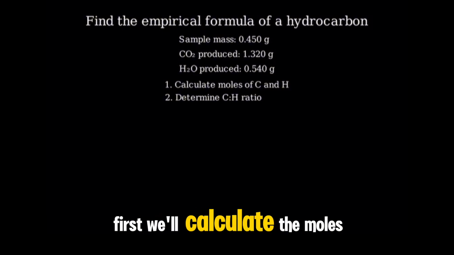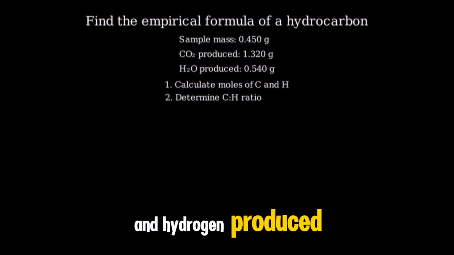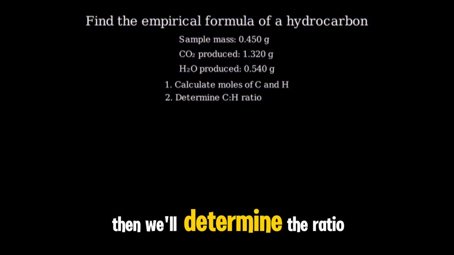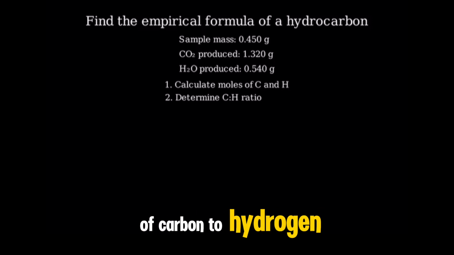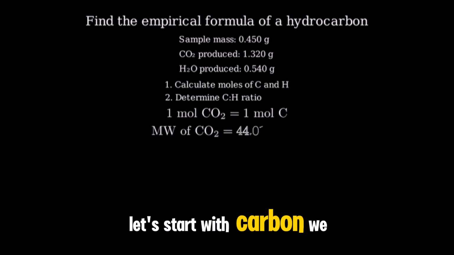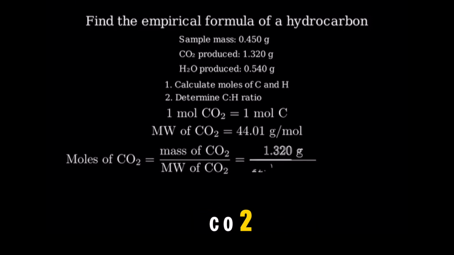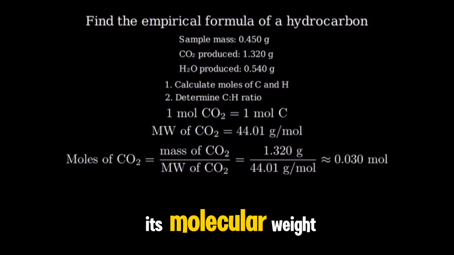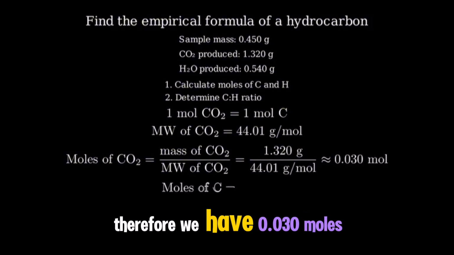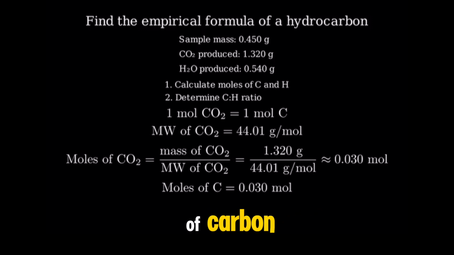First, we'll calculate the moles of carbon and hydrogen produced. Then, we'll determine the ratio of carbon to hydrogen. Let's start with carbon. We know that each mole of CO2 contains 1 mole of carbon. The molecular weight of CO2 is 44.01 grams per mole. To find the moles of CO2, we divide its mass by its molecular weight. Therefore, we have 0.030 moles of carbon.